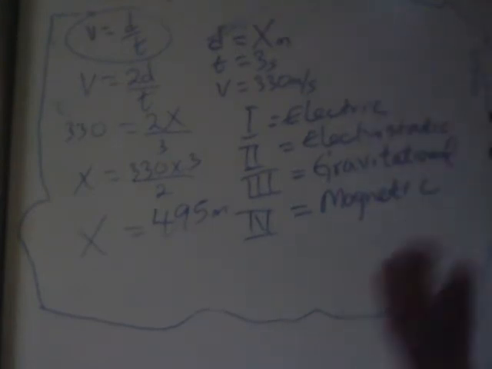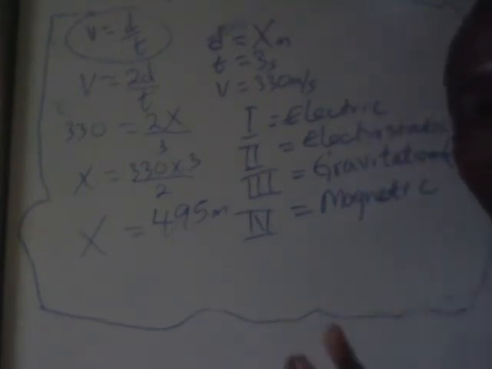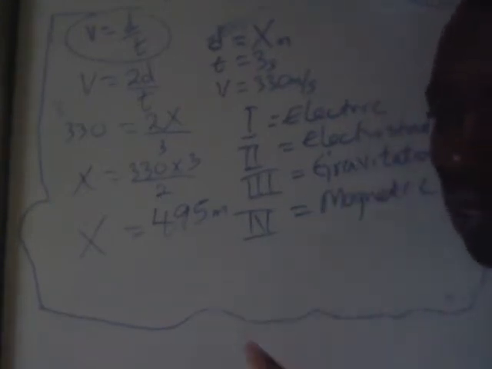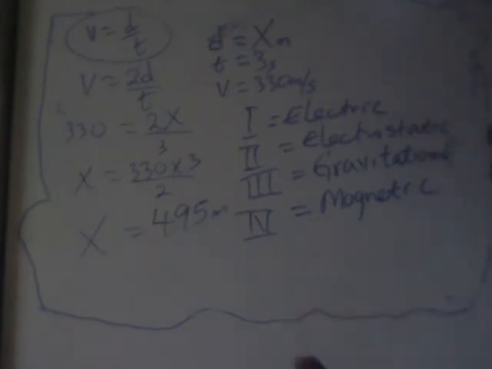So now you use that idea to answer this. Electric field has to do with charge, where we have positive charge and negative charge. We can have positive and negative for attraction, positive and positive for repulsion, and negative and negative for repulsion. So electric field has to do with charge.